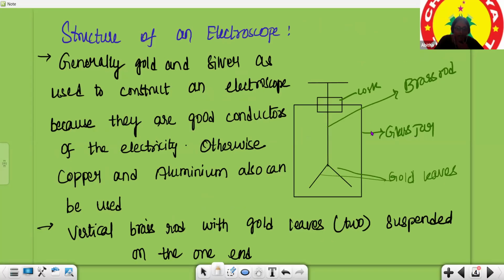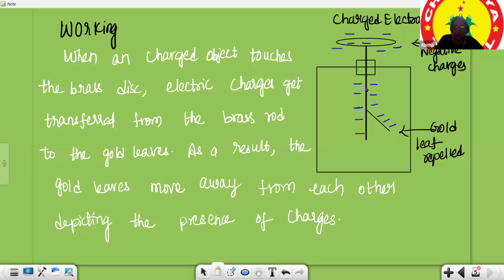Let's say this brass rod is negatively charged. Onto this negatively charged brass rod, you bring an object which is negatively charged. You can see repulsion is happening and the two gold leaves are moving away. So this is the work of the electroscope.